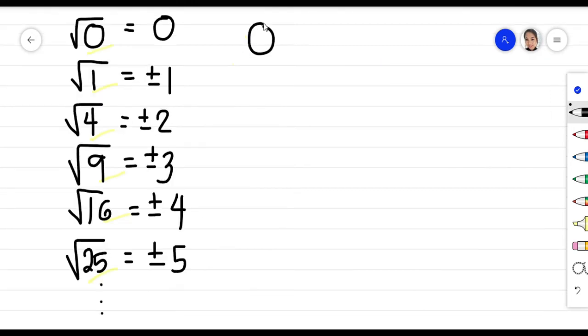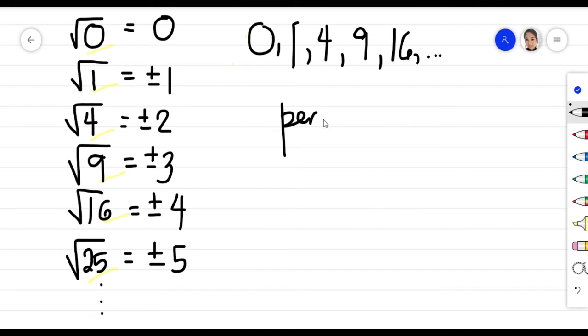So 0, 1, 4, 9, 16, and so on are examples of perfect numbers.